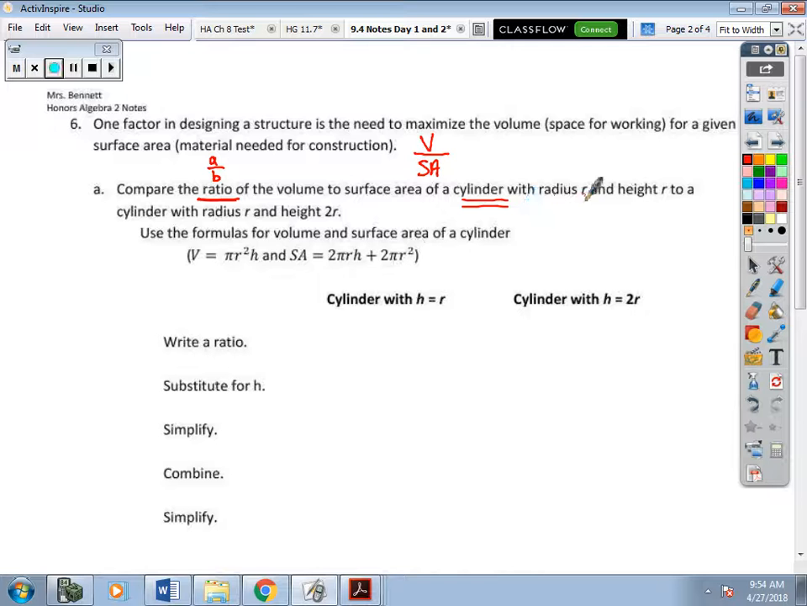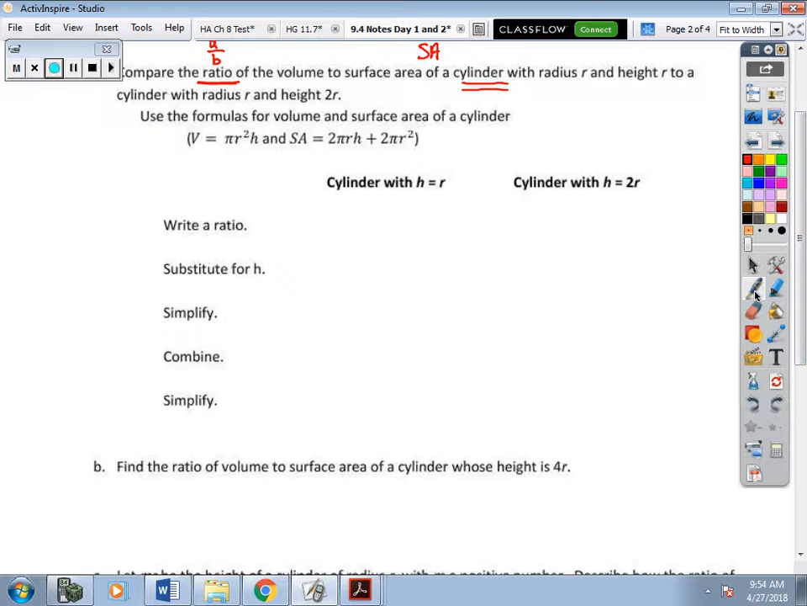We're going to do it with a radius of r and a height of r of a cylinder, and also with a radius of r and a height of 2r. We're going to compare them. So here are our formulas, the volume and our surface area. First write your ratio, volume over surface area. And we'll use our formulas, pi r squared all over our surface area, which is 2 pi rh plus 2 pi r squared.